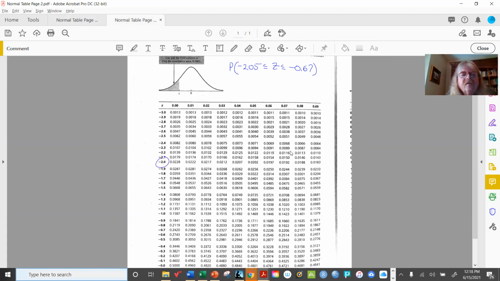Negative 2.05 is here. And no, that comes second. 0.0202. The negative 2.05. Sorry, negative 0.67. 0.2514. 0.0492.